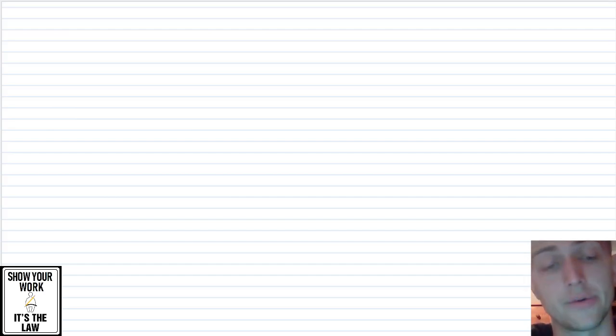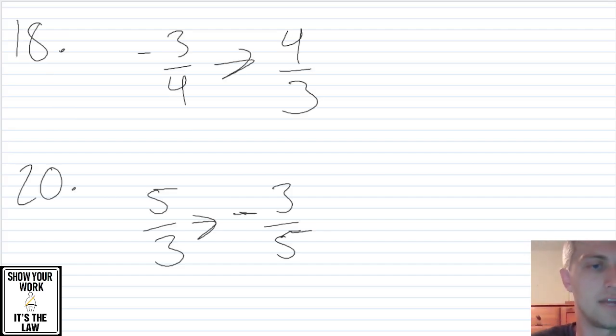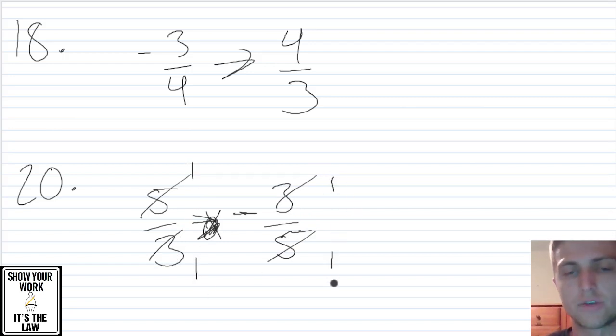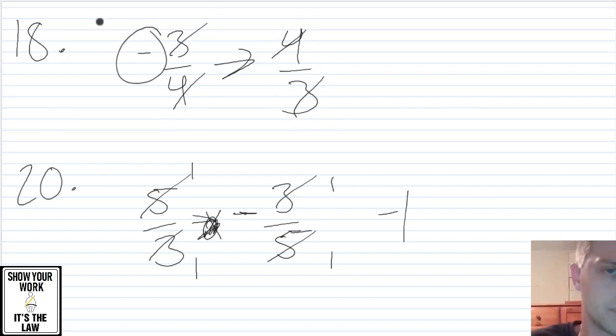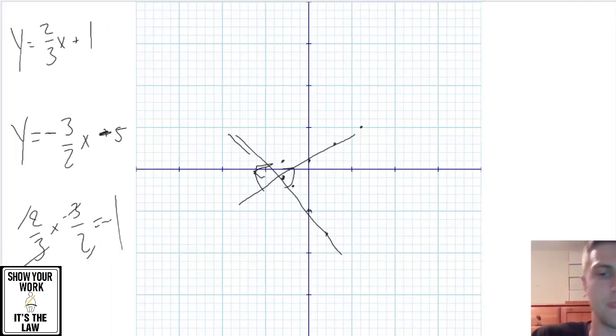Another way of saying that: if the slopes multiply to get negative 1. If we were to multiply these, 5 cancels 5, 3 cancels 3, these all become 1s. 1 times 1 times 1 is 1, and then the negative sign just means negative 1. 3 cancels 3, 4 cancels 4. We're left with that negative among the ones.